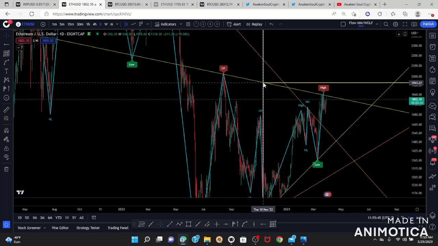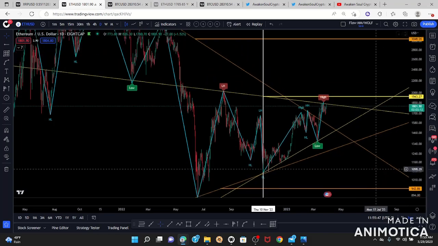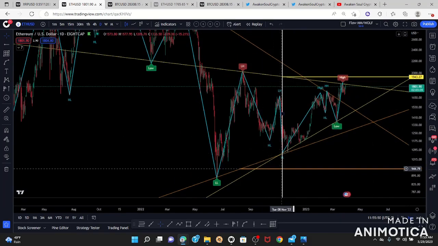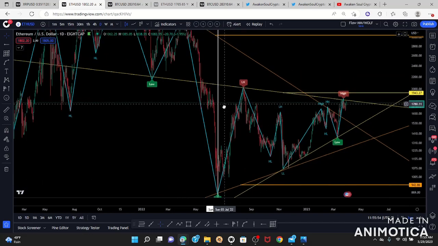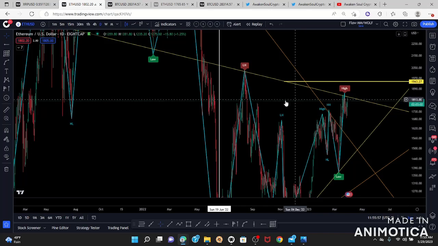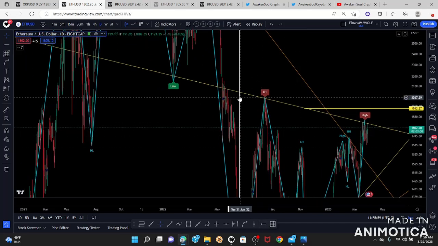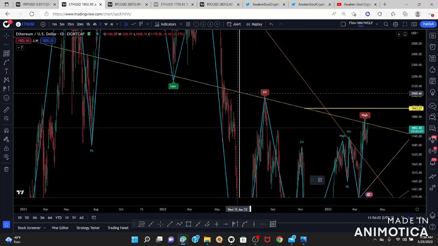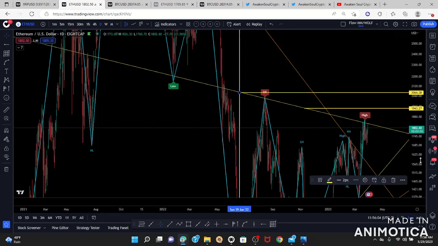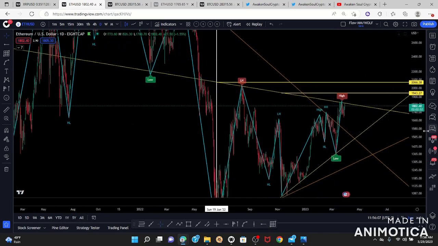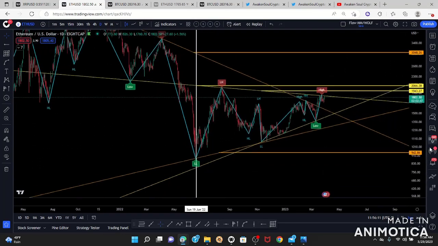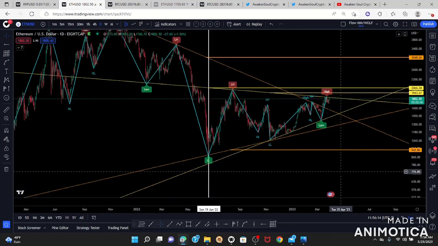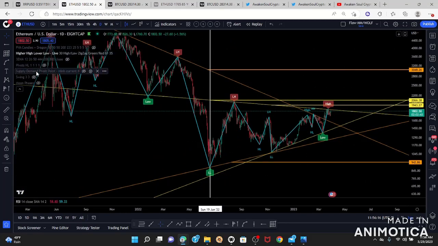Okay, 1947, and my next one would be based on this lowest peak here, right? We have 2066. Okay, so another thing that I just added to my charts is the supply and demand zones, right?